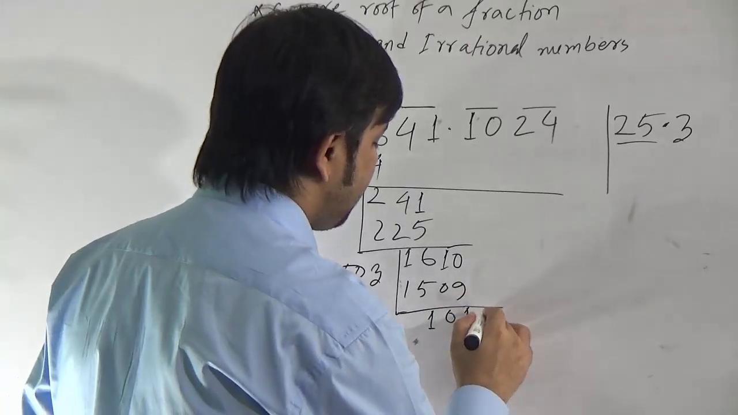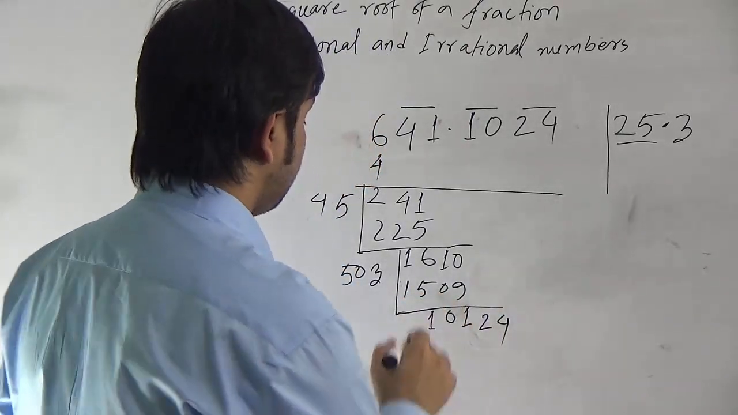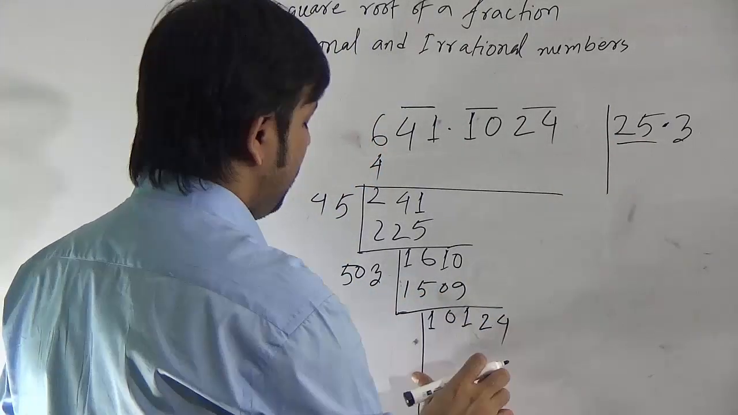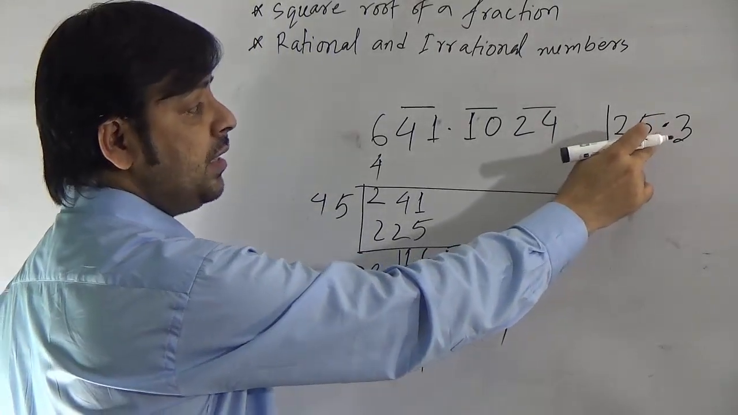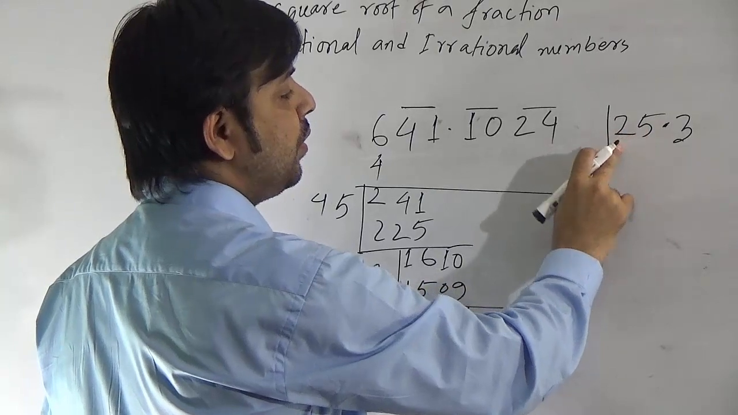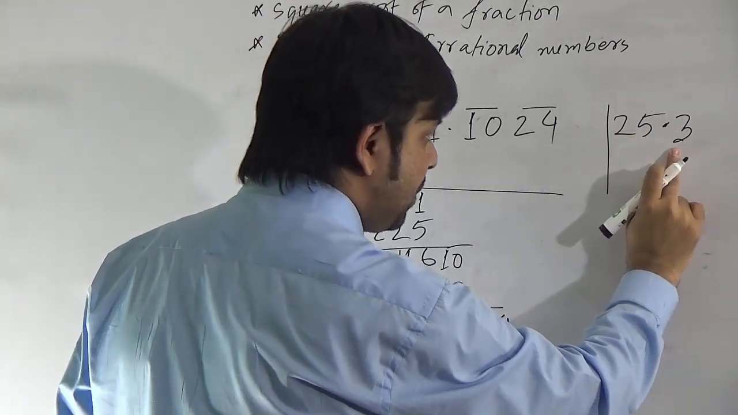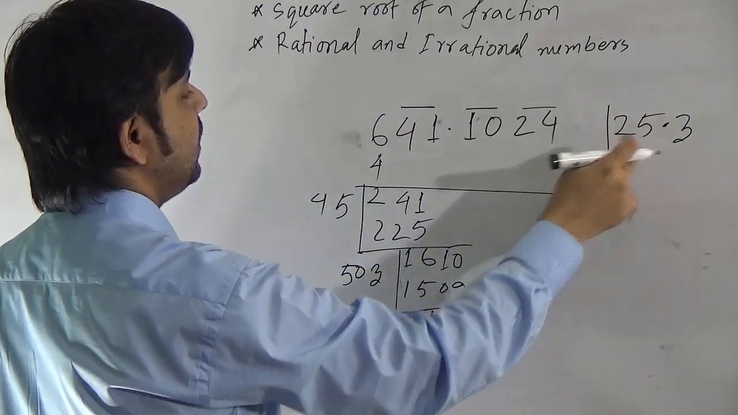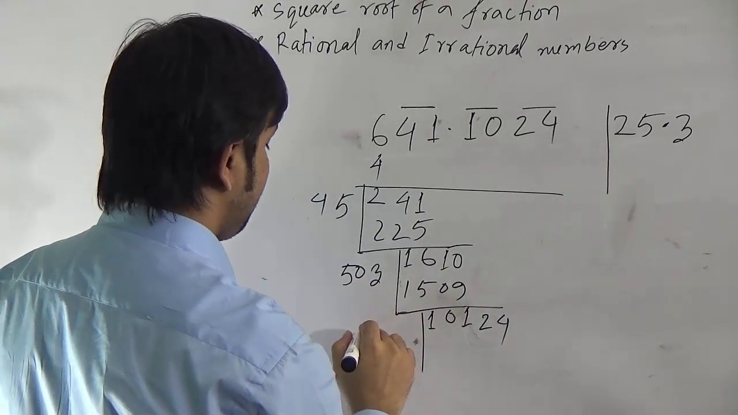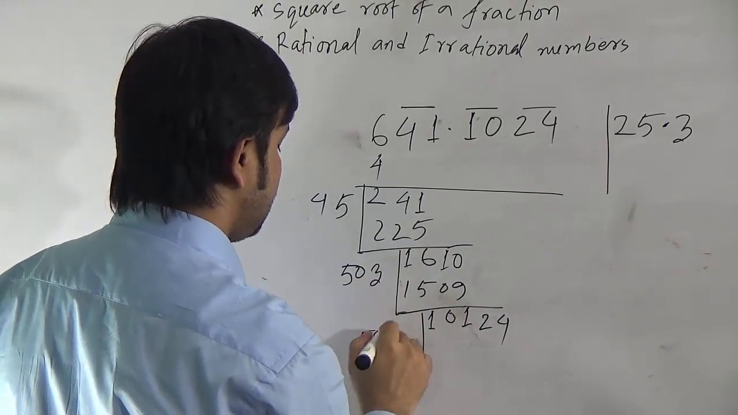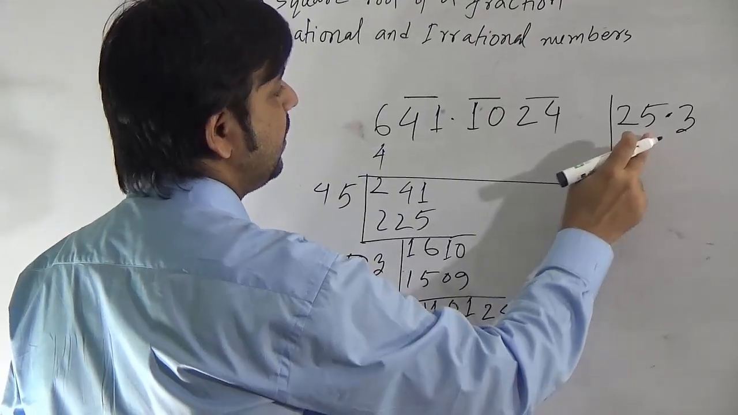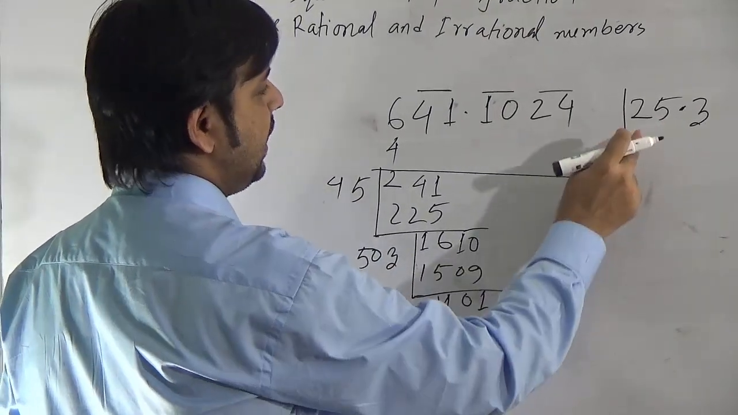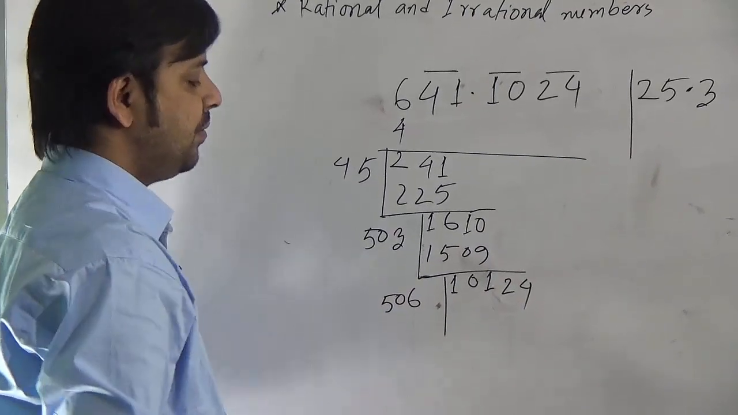Then take the next pair, that is 24. Now take the double of this. Don't consider decimal here. You have to take the double of this number without considering the decimal. So this will be 506. 3 2s are 6, 5 2s are 10, 0, 1 left, 2 2s are 4 and 1 5.